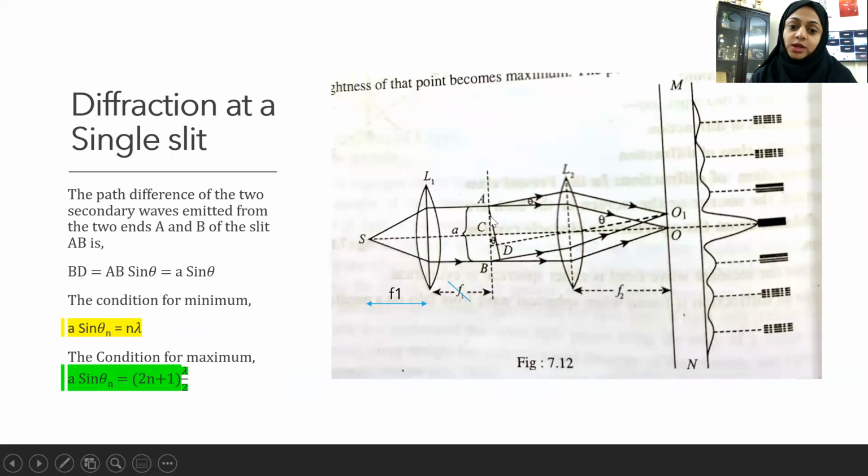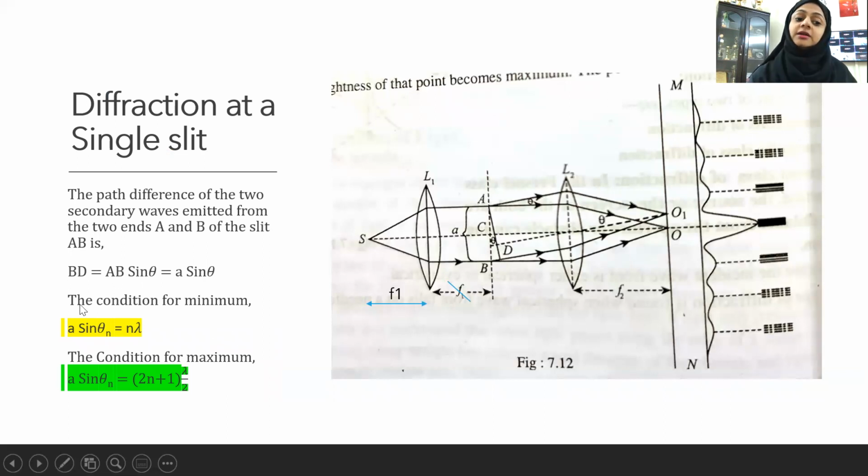AB we know is the width of the slit, small a. So AB can be written as a. So BD is equal to a sine theta. So the path difference is equal to a sine theta.